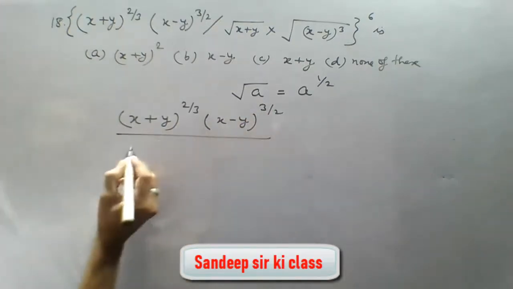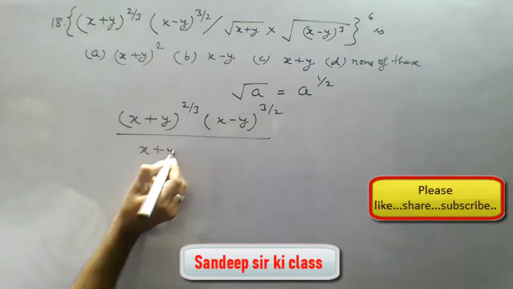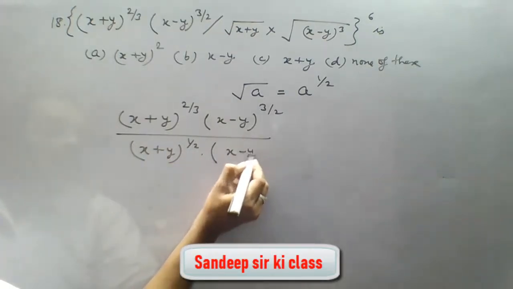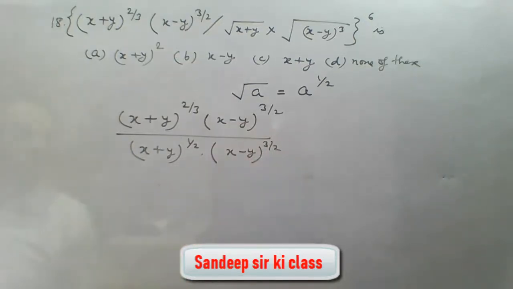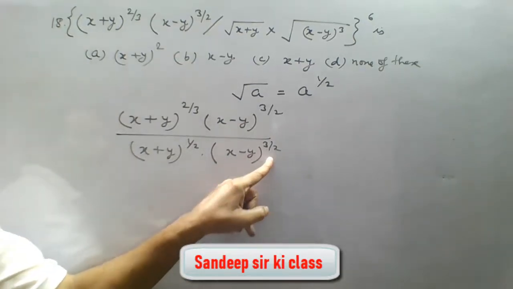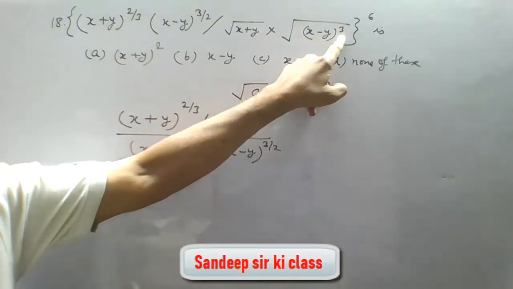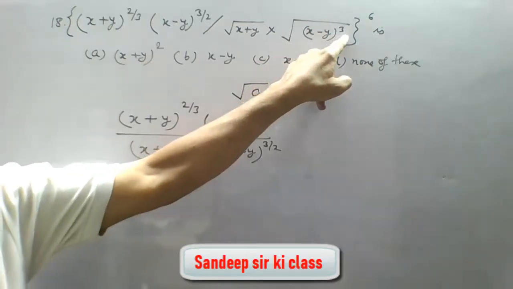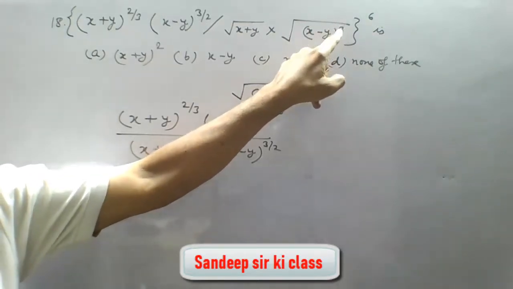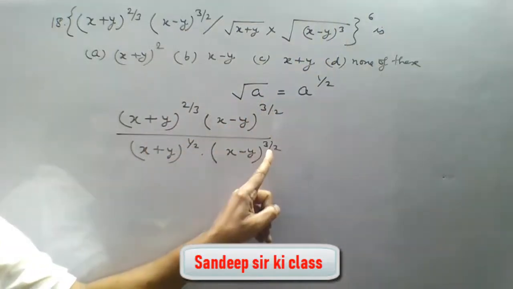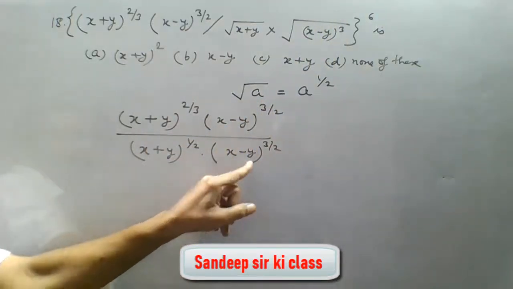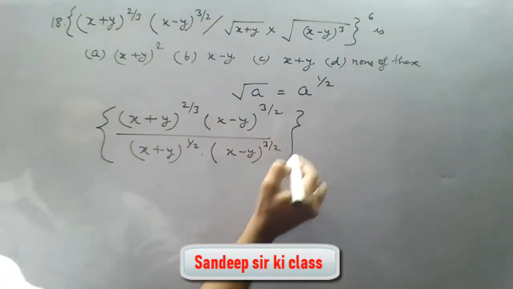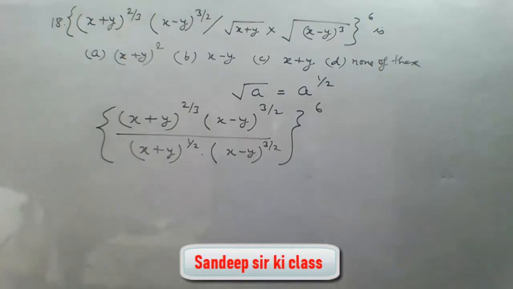And denominator we will write x plus y to the power 1 upon 2 into x minus y to the power 3 upon 2. Now 3 upon 2 we have written because here x minus y has power 3, and when we take under root of it, power will be 1 upon 2. So powers when multiplied will give us power as 3 upon 2 of x minus y. And whole power is 6. This is the simplified way.